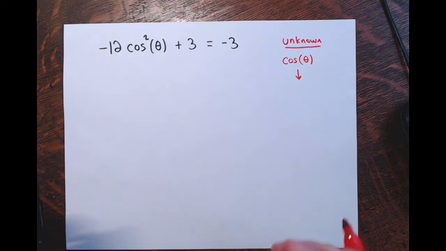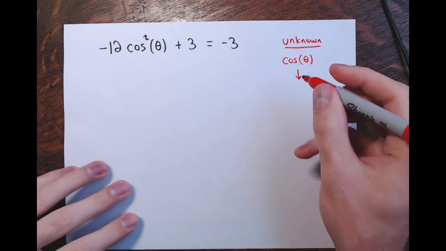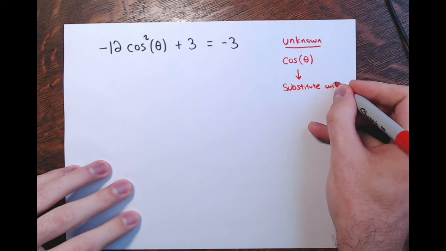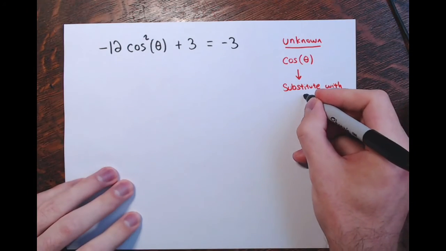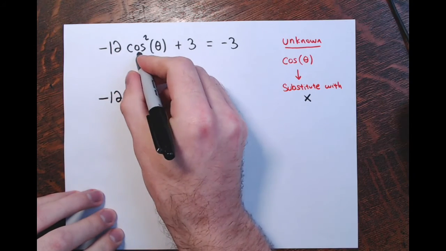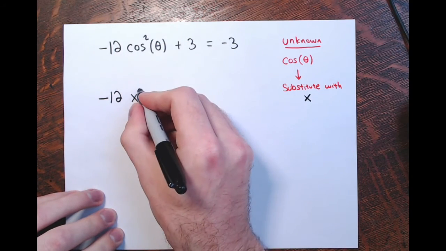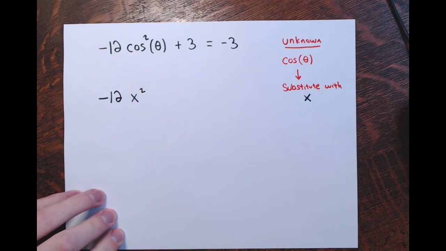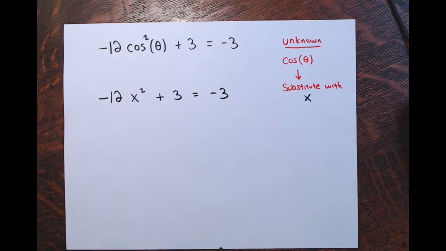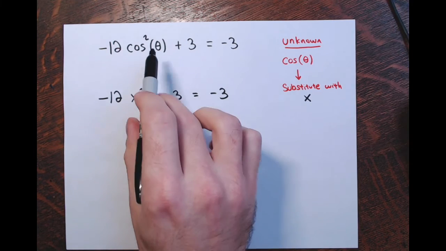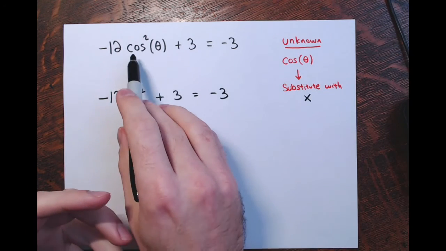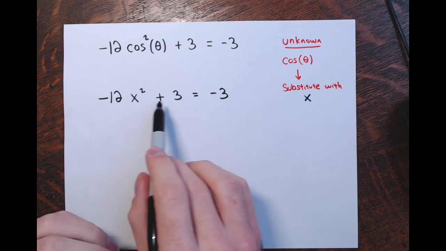And if you would like to, right, just to save a little writing, save a little time, you can substitute for this unknown, replace it with something, right, like a single letter. So say I substitute that with like x or something, right, some variable representing an unknown. So now this equation looks like this, negative 12 times x squared plus 3 equals negative 3. And then you solve for x, and then we're going to substitute back and solve for theta. Now you don't have to do this. You can leave it as cosine theta squared, and hopefully you remember how to solve an equation like this.